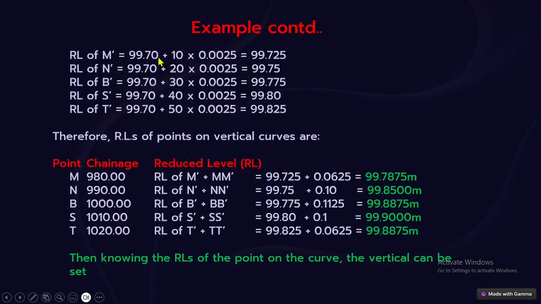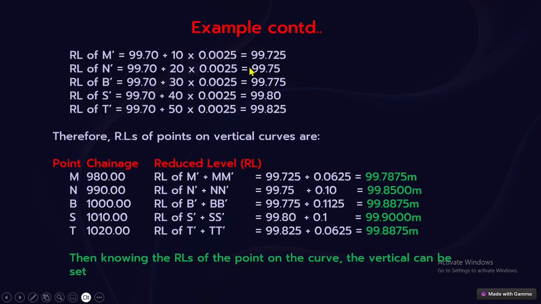This is our datum level 99.7, and we are finding out the RL at M dash, N dash, B dash, S dash, T dash. So per meter 0.0025 means per 10 meter, it is 99.725. And 99.7 is the datum level, plus 20 meter, 20 into 0.0025, gives 99.75. For point B dash it is coming around 99.775, for S dash, for 40 meter, it is 99.8, and for T dash it is 99.7 plus 50 into 0.0025, which comes to 99.85.